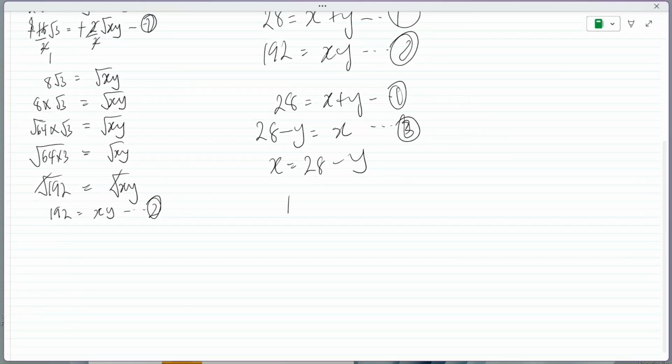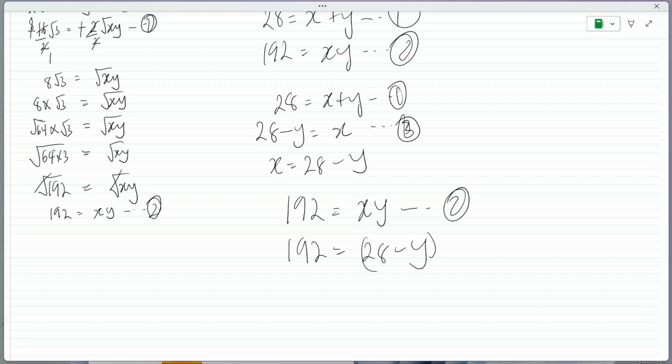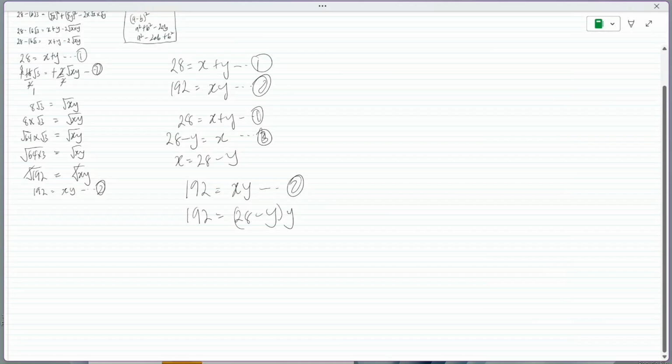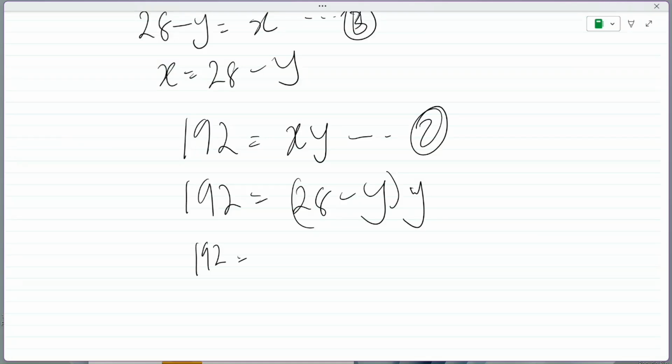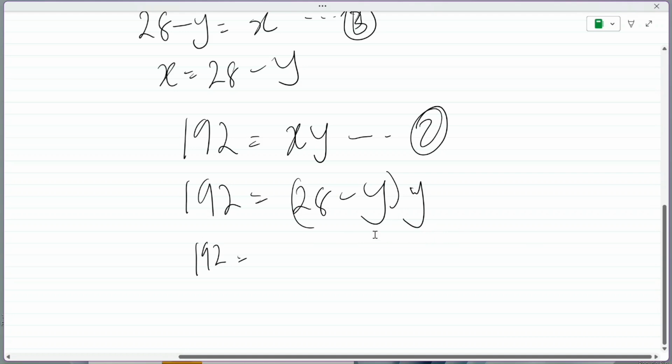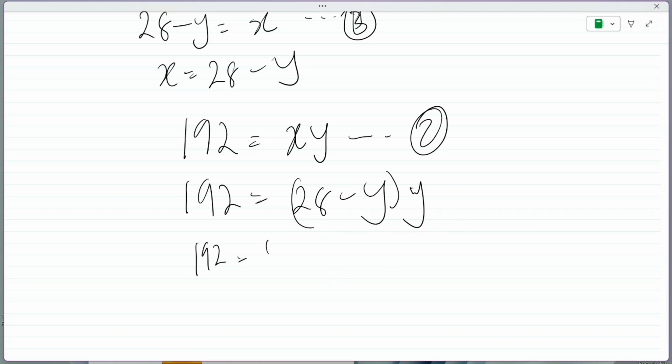Let's rewrite equation 2: 192 equals x times y, or xy. In equation 3, x is 28 minus y. So we have 192 equals, the value of x now is 28 minus y in brackets. Then you still have the y outside multiplying it. Our simultaneous equation is turning into a quadratic equation. We have 192 equals, we multiply y by 28 and y times minus y, because the y outside affects both of them. So you have 28y minus y squared.